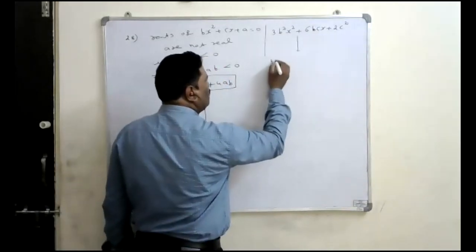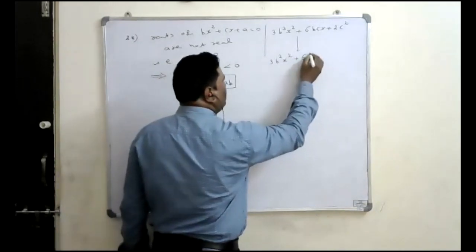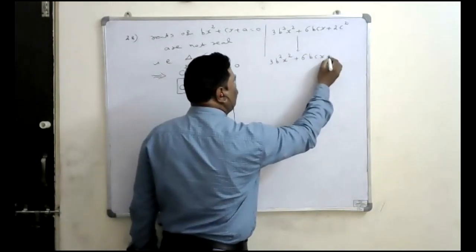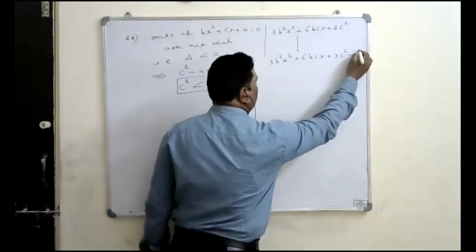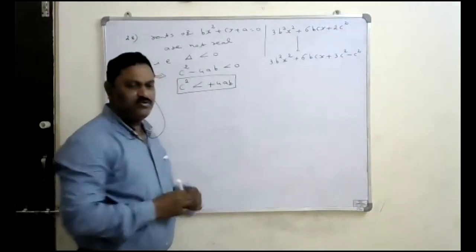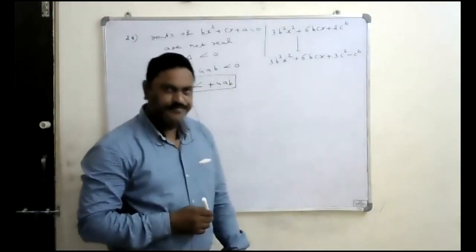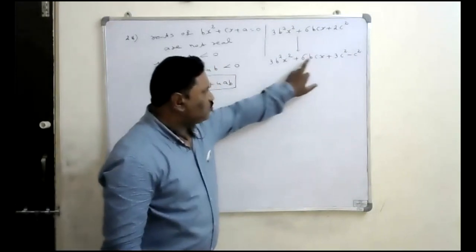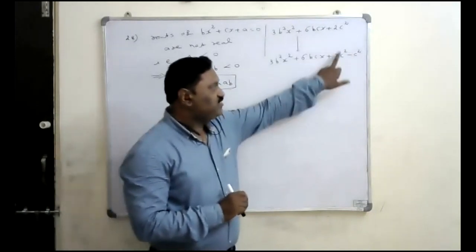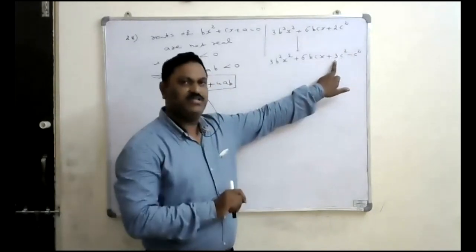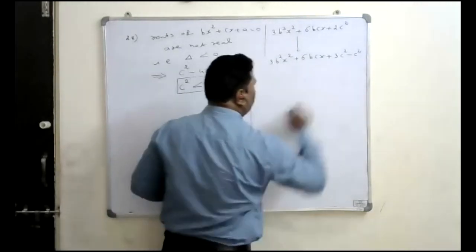To find that, it is 3b square x square plus 6bcx plus 2c square. I will write the 2c square as 3c square minus c square. Why? Because all these coefficients are multiples of 3, so to make this c square coefficient also a multiple of 3, I have written it like that. Now from these three terms, I can take the 3 common.